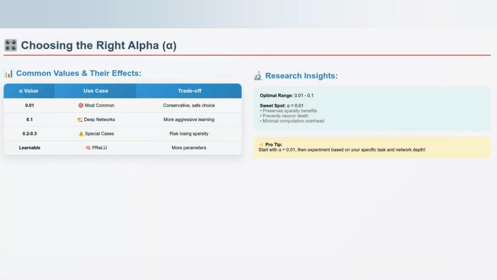Now, how do we choose the right alpha value? This is crucial for optimal performance. The most common choice is alpha equals 0.01. This gives a nice balance, small enough to preserve the benefits of sparsity, large enough to prevent dying neurons.